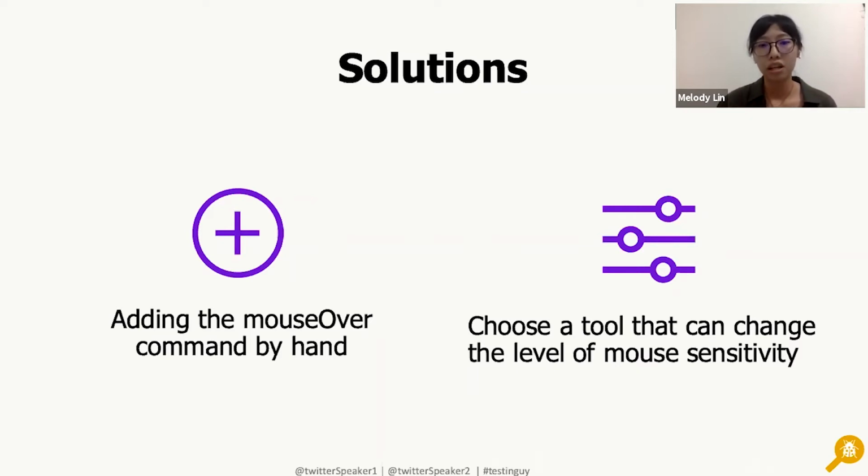So the other solution to this problem is by choosing a tool that can allow you to change the level of mouse over sensitivity. So that means that with a higher level of mouse sensitivity, you will be recording more mouse over events. And with a lower level of sensitivity, you will be recording less mouse over events. So you can kind of switch up the level of mouse over sensitivity and see which level suits your website best.